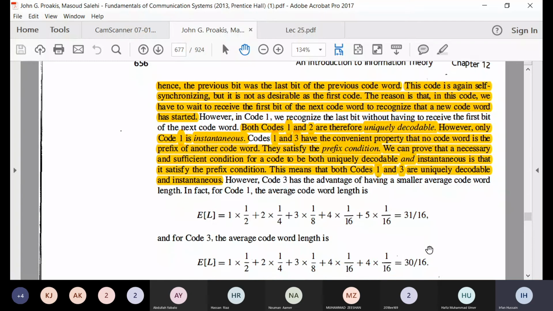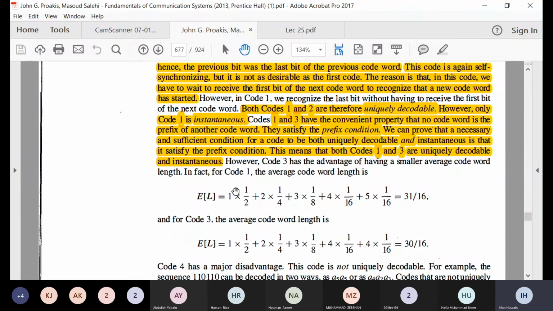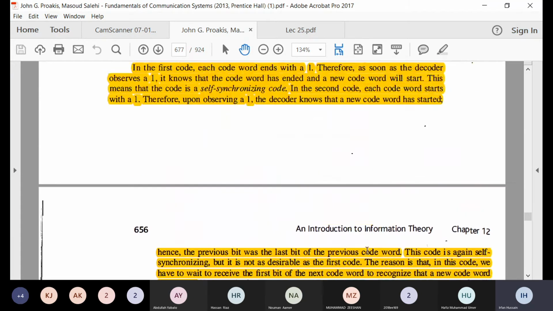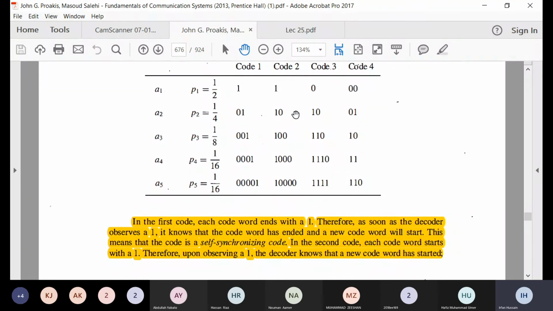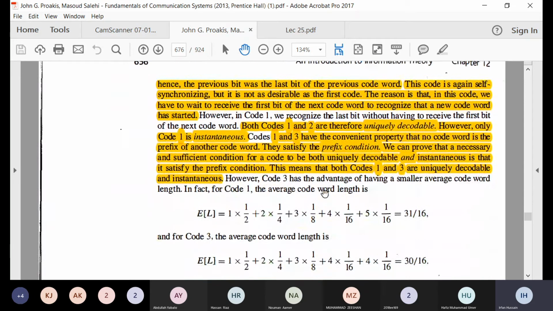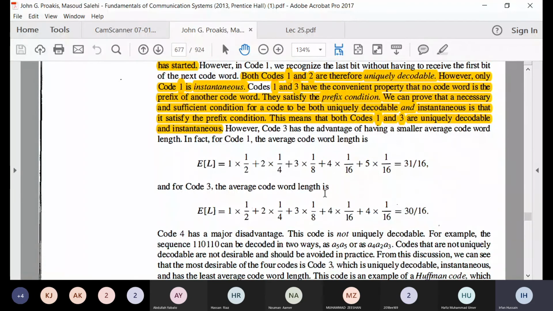So what is the code length of 1 and 3? In code 1, we have these probabilities, and in code 3 we also have these probabilities. But code 1 has lengths 1, 2, 3, 4, 5, while code 3 has lengths 1, 2, 3, 4, 4. So you can see the average length for code 3 will be less, with 30 over 16. That is why code 3 is the best.